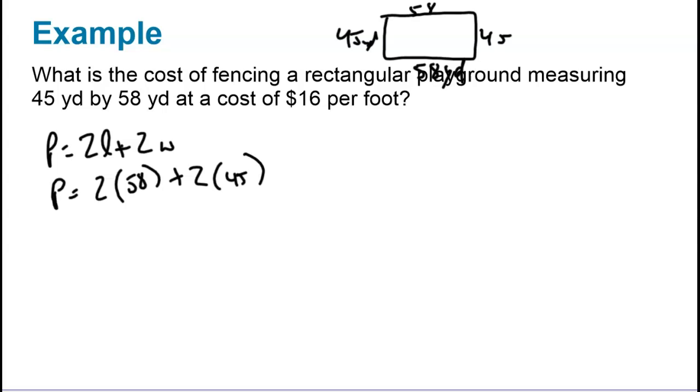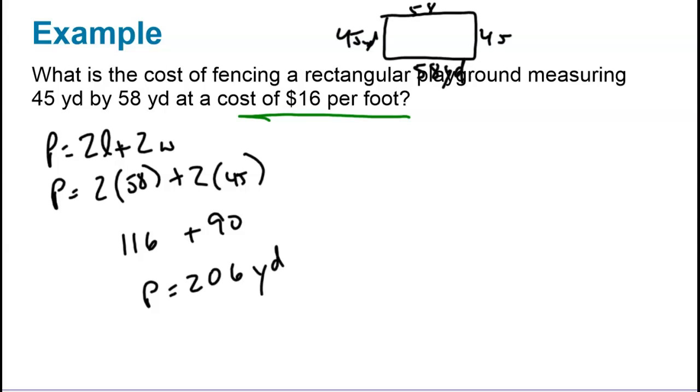And so we can say 2 times 58 is 116, plus 2 times 45 is 90, and then so we can say that the total perimeter equals 206 yards. And remember though, what it's asking for is the total price of the fence at $16 a foot.